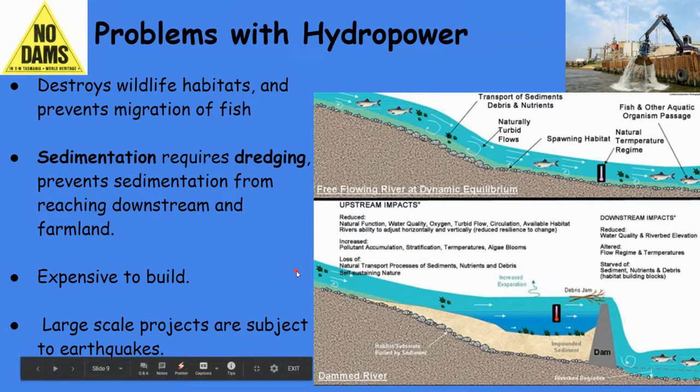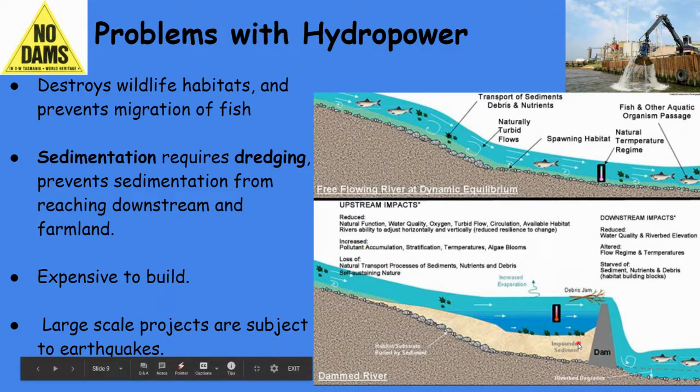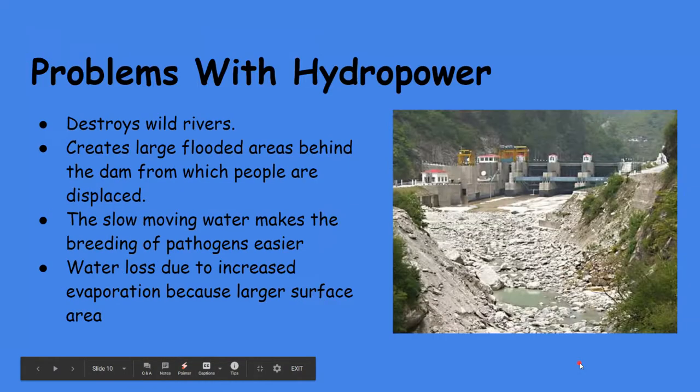So other problems: the sedimentation requires dredging. Okay, so what is dredging? Dredging means you just have to scoop out the sediment, which can get costly. It's also expensive to build, so the initial startup cost is quite a bit. And these large scale projects are subject to earthquakes. So just in case there's an earthquake, you have a large concrete wall, it could crack. So you don't want to necessarily build a dam in areas of high earthquake activity.